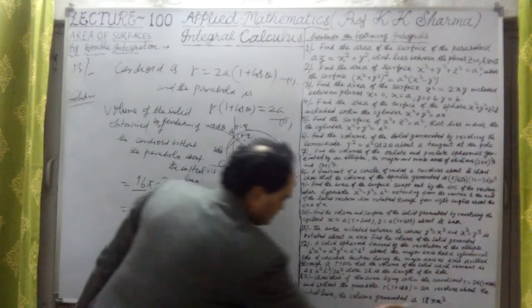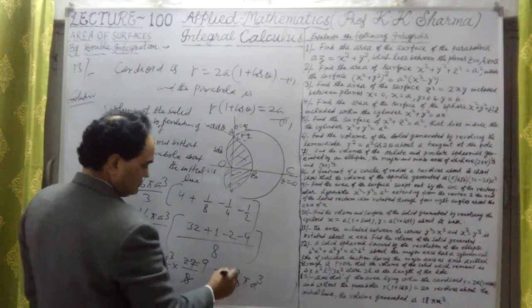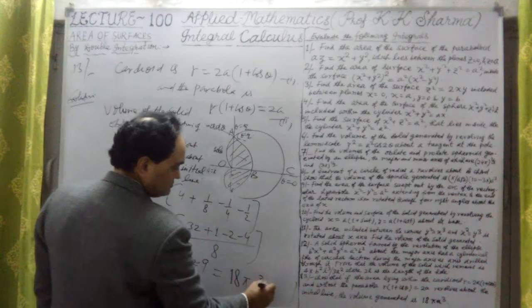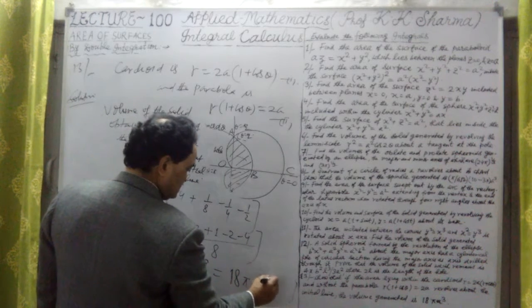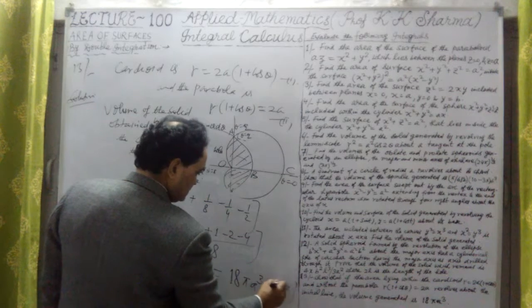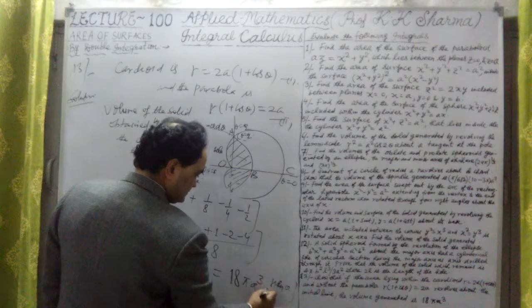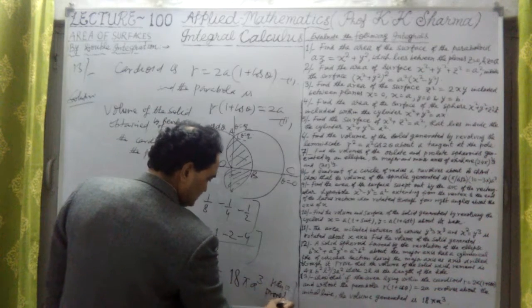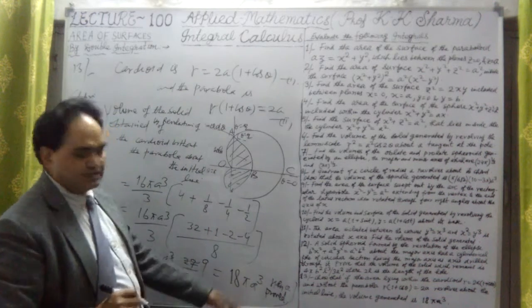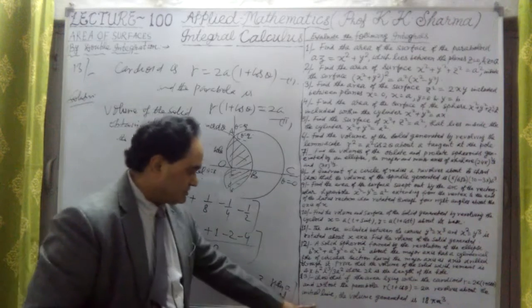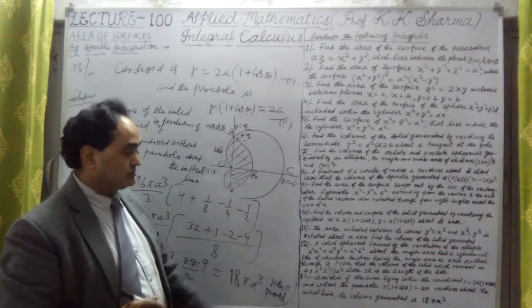Is it the same answer here? 18 pi a cubed is the same answer. Hence proved. The same volume is obtained. Hence proved. This is what we had to prove here, 18 pi a cubed. This is the total answer of the 13th question.